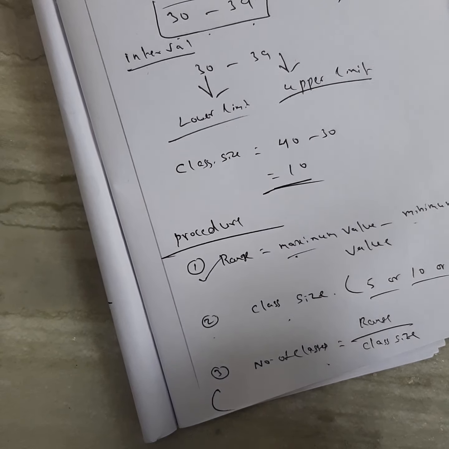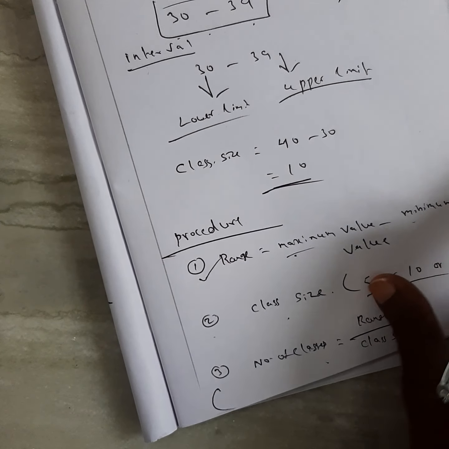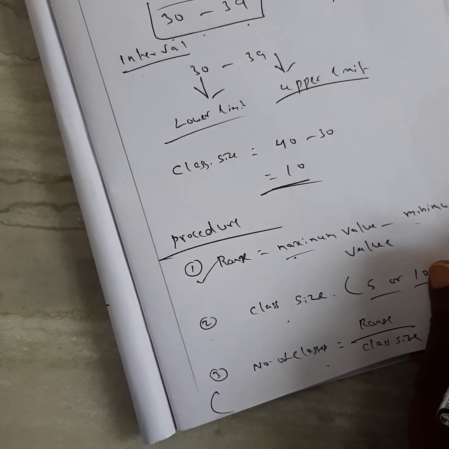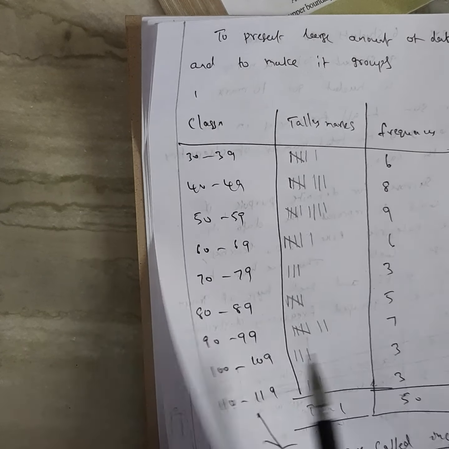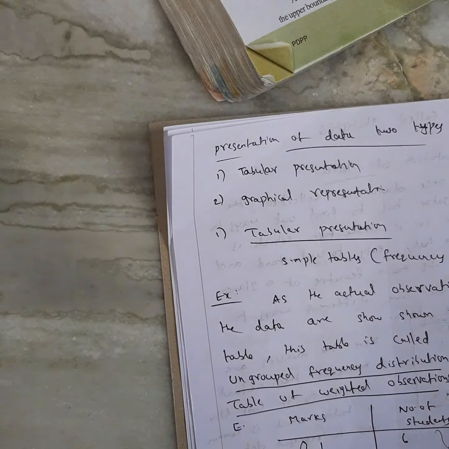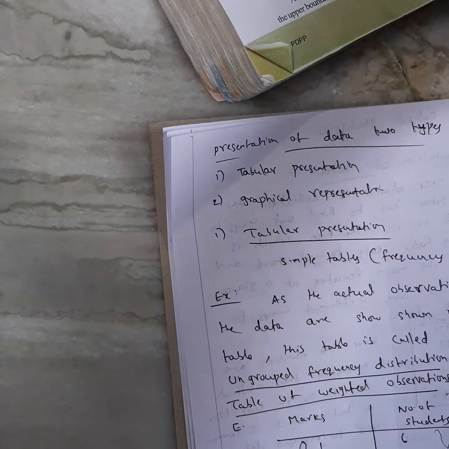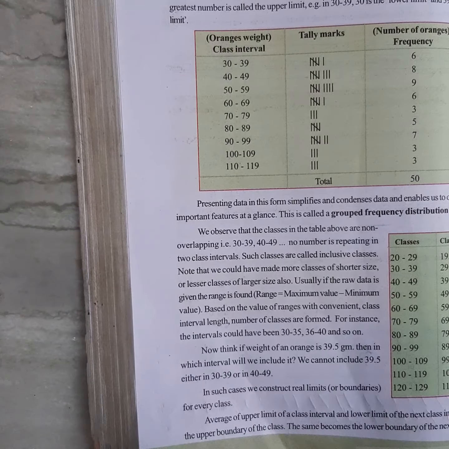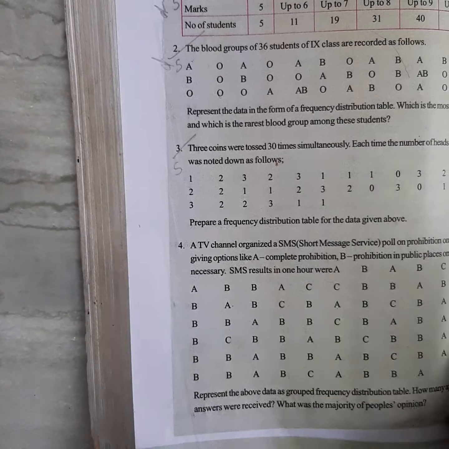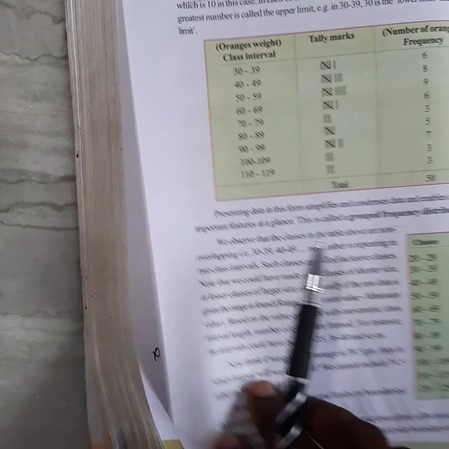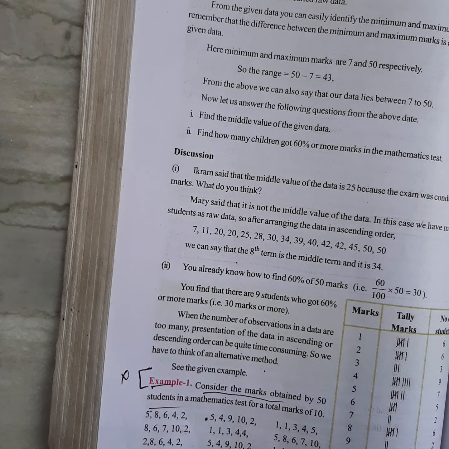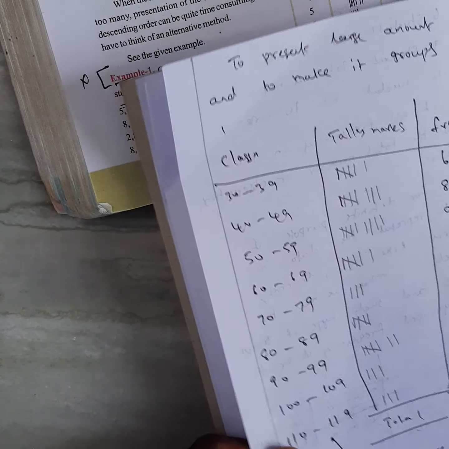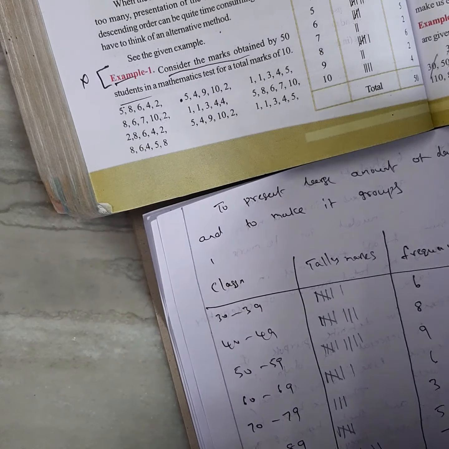Number of classes is equal to range by class size. So after that you have to prepare the table. Children, in this problem, if you take example 2, what is the smallest value? First 30 is there.